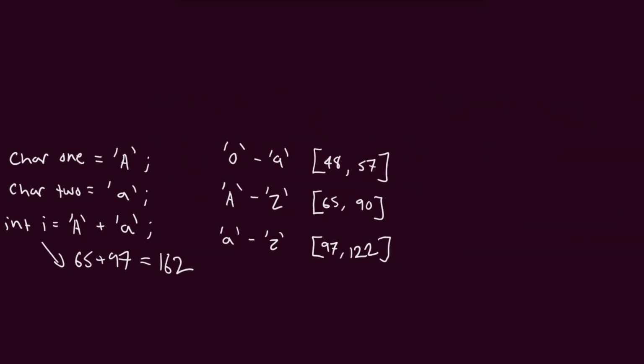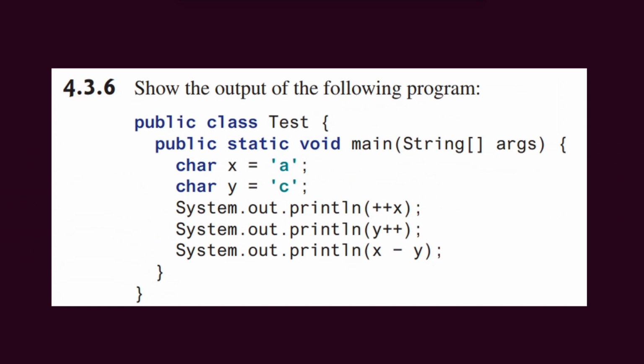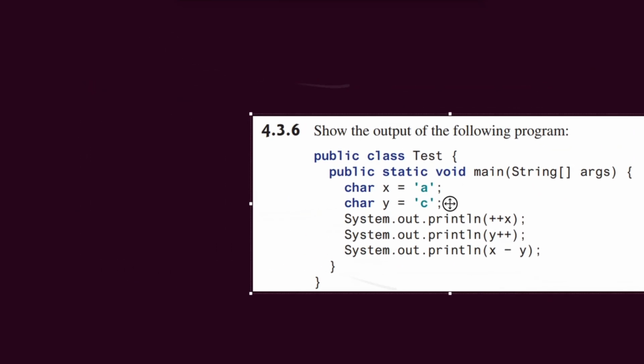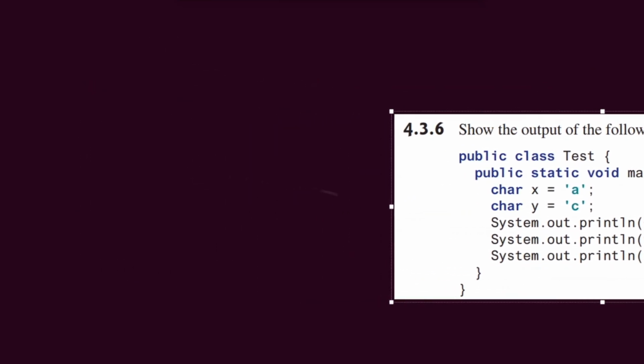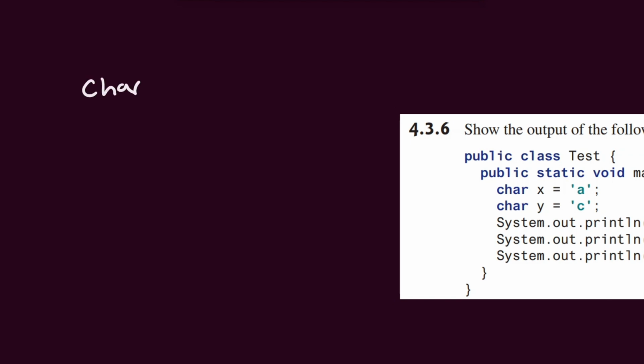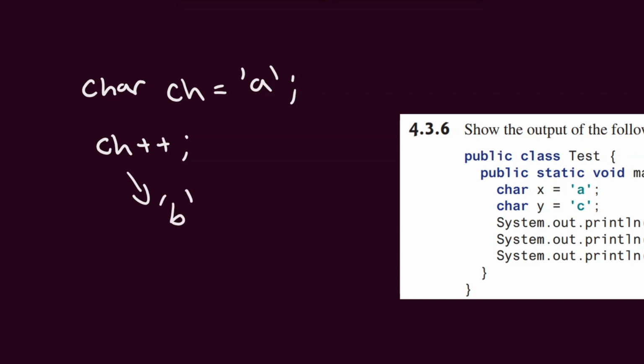Okay, now let's do an example. All right, so it wants us to find the output of this program. Oh yeah, one thing I forgot to mention, I think it's best if I quickly mention this. If we have, let's say, a character, let's call it ch, and it's equal to 'a'. If we do ch++, what do you think is going to happen? Well, it's actually going to increase the character by 1. So 'a' is going to turn into 'b'. So if you were to print out ch, we're going to see it's going to be b.